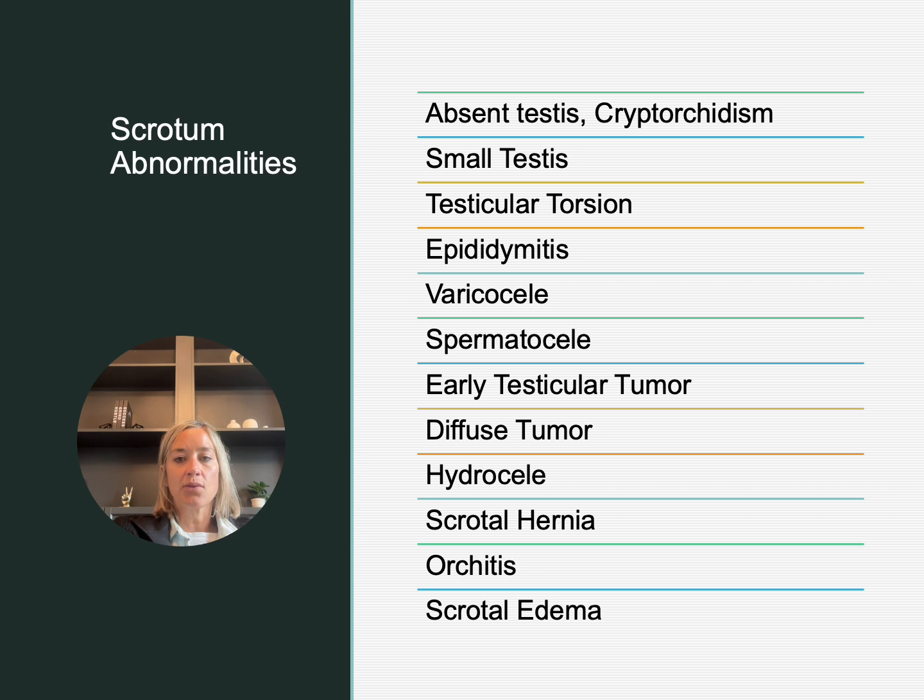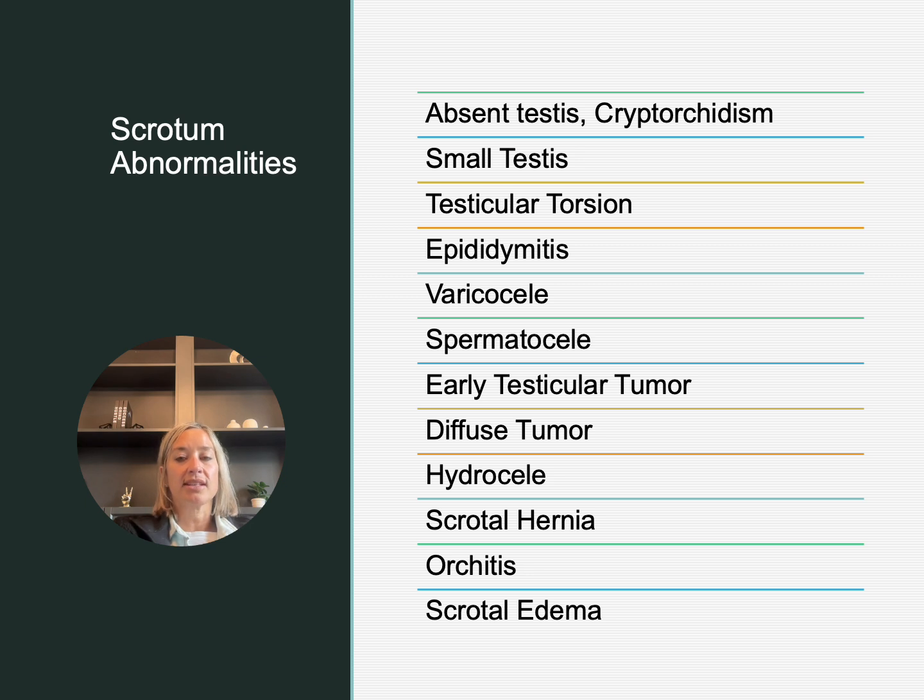Absent testes, or cryptorchidism. This is when one or both testes fail to descend into the scrotum. This is a condition often identified at birth. It can lead to fertility issues and increases the risk of testicular cancer. Small testes can indicate a developmental issue or are a result of damage from trauma, infection, or hormonal imbalances.